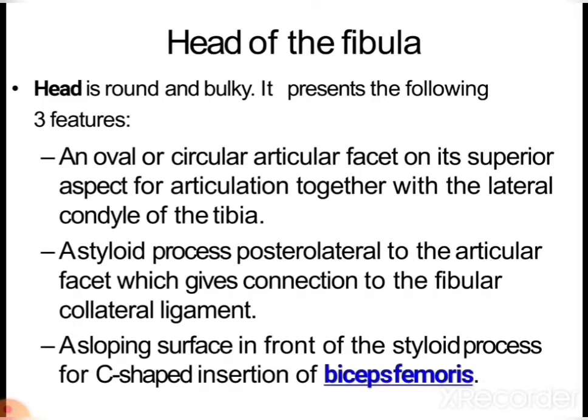The head is round and bulky and presents three features: an oval or circular facet on its superior aspect for articulation with the lateral condyle of the tibia. Second is a styloid process posterolateral to the articular facet, which gives attachment to the fibular collateral ligament. This is the ligament of the knee joint. And a sloping surface in front of the styloid process for the C-shaped insertion of the biceps femoris. Biceps femoris is a muscle of the back of the thigh.